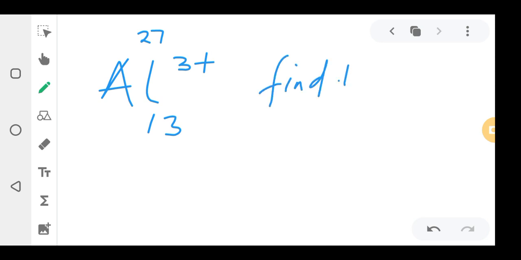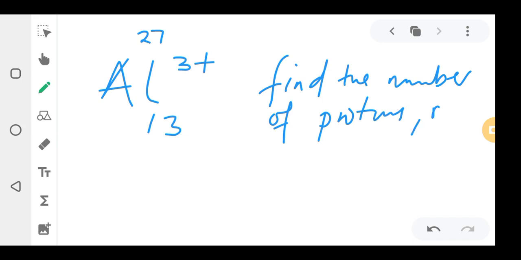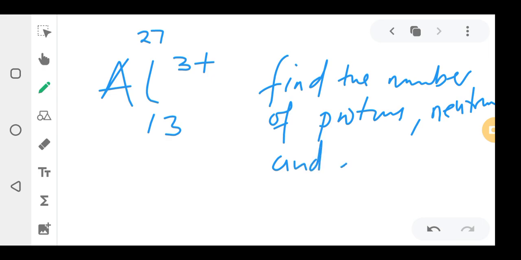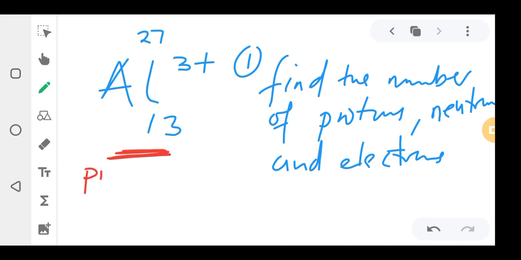Here they say find the number of protons, neutrons, and electrons. This is what the question is saying. So in this ion, we're trying to find the number of protons. We'll start with the protons.